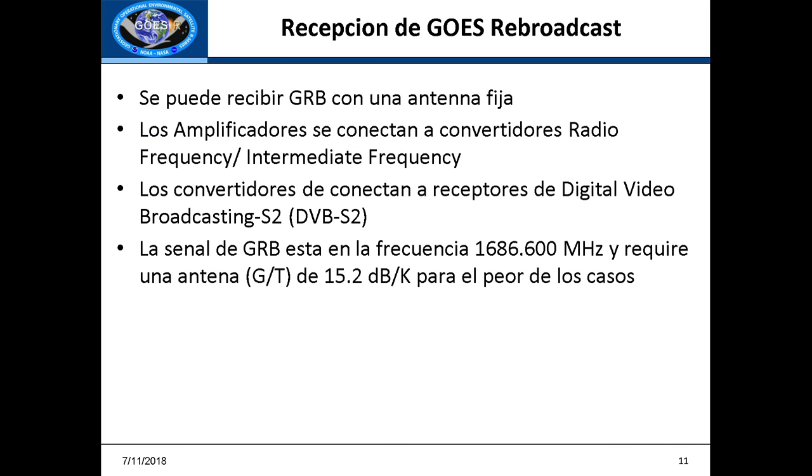So as I mentioned, to receive the GRB signal, you need a fixed dish antenna with dual left and right hand circular feed horn connected to 2 low noise amplifiers. That's because we have 2 channels, the left hand and the right hand channel. Each channel is about 15 megabits per second. So combined, we have 31 megabits per second for a data rate to work with.